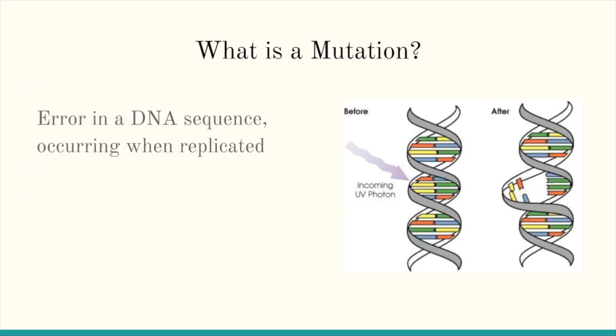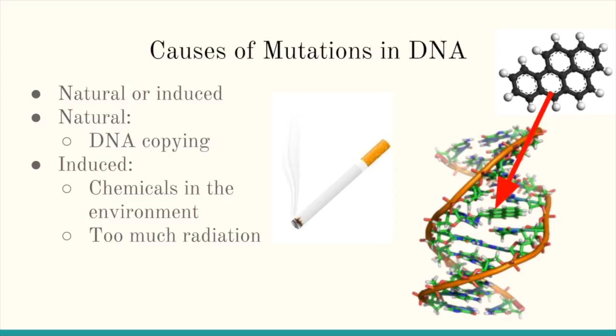While the word mutation is very broad and can occur in lots of different situations, we'll be talking about the error in a DNA sequence occurring when the DNA strand is being replicated. Mutations in DNA can be caused by natural or induced situations. Natural occurrences are when the DNA is being copied, and induced mutations occur when there are chemicals in the environment, too much radiation, tobacco, exposure to ultraviolet light, basically things in the environment.